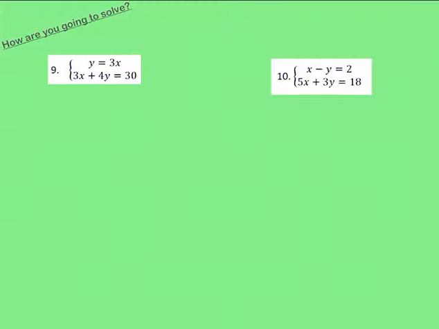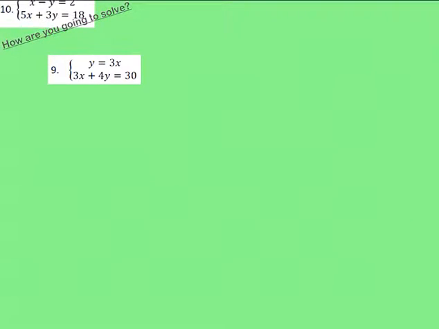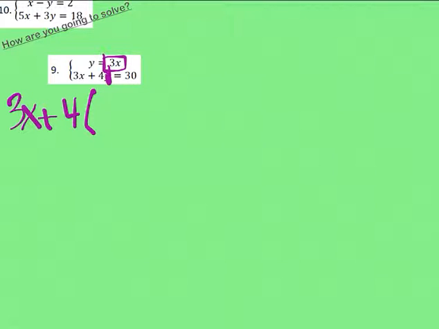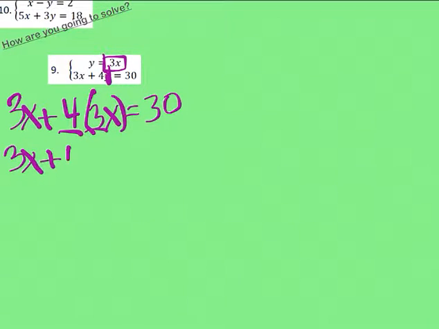Okay. Next, let's take a look at number 9. What I noticed about number 9 is that it's already solved for y: y is equal to 3x. So I'm going to use substitution. Where I see y in that second equation, I'm going to put in 3x. So the 3x is going to stay in the second equation, and so is the 4, but instead of writing y, I'm going to write 3x. Then I get 3x plus 4 times 3x, which is 12x, is equal to 30.